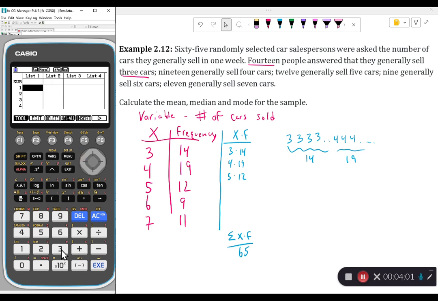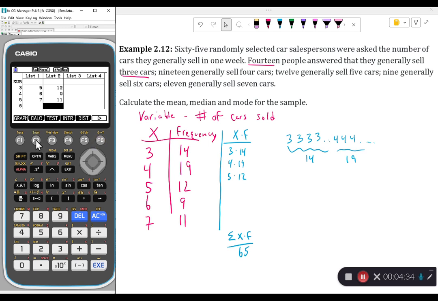And from here, we're going to enter our variable, again, the number of cars sold, into L1, the first list. And we will enter the frequency into L2, or list 2. I'd suggest pausing the video so you can catch up and do the same thing I just did. From here, we can use the right arrow, or F6, to go back to the main screen, which shows calc.